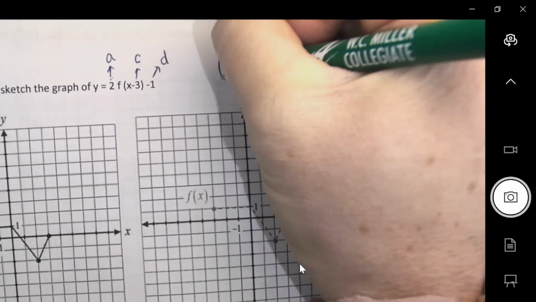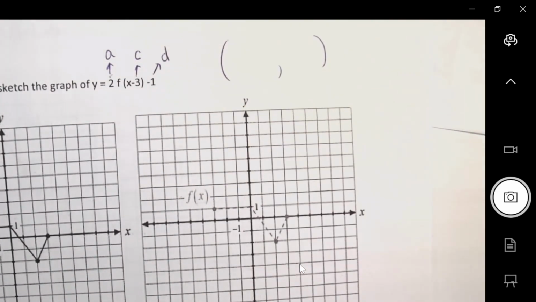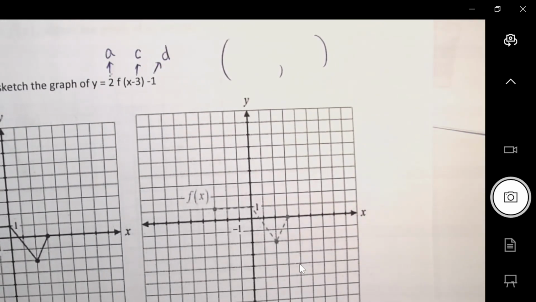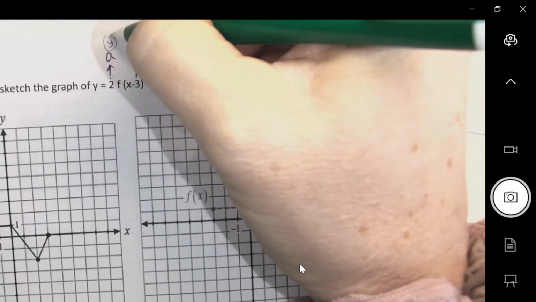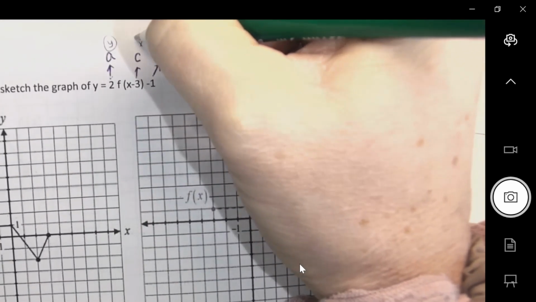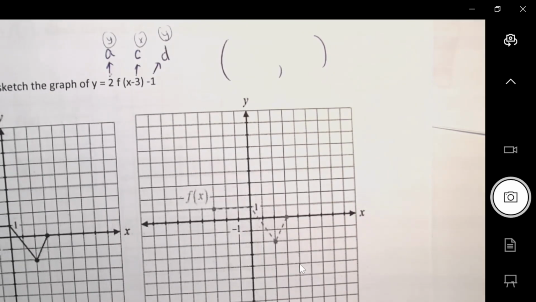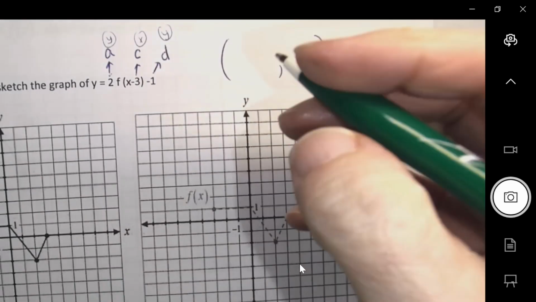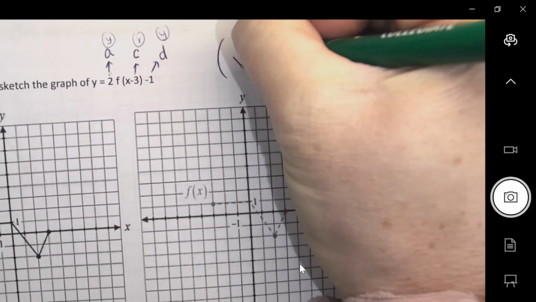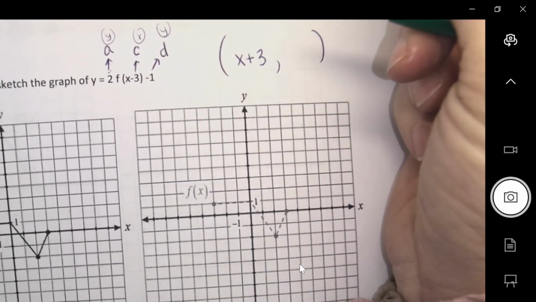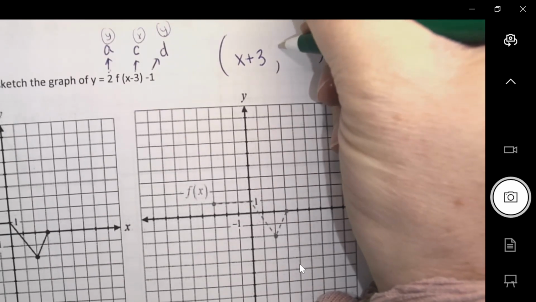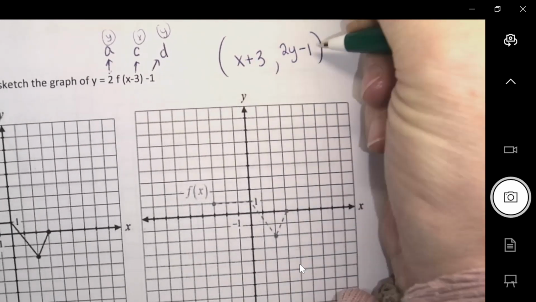So when I make my coordinate, I'm going to do what? So this one would be on the Y, and this one is on the X, right? Remember all that stuff? Did you go X plus 3? 2Y minus 1.